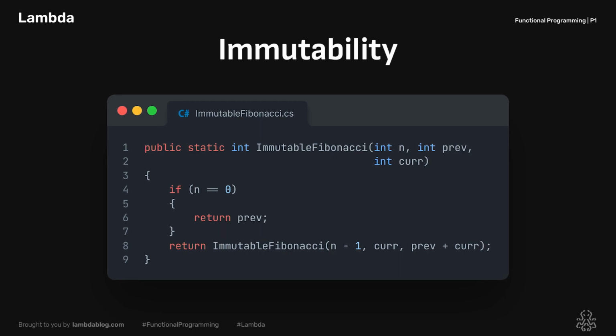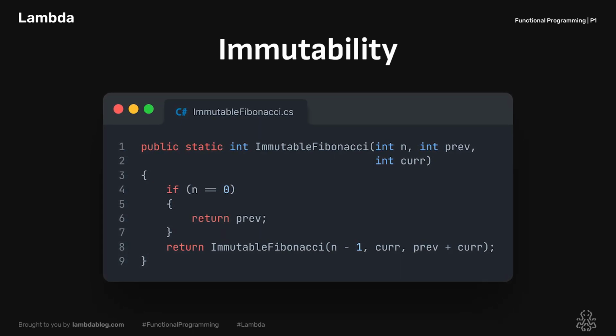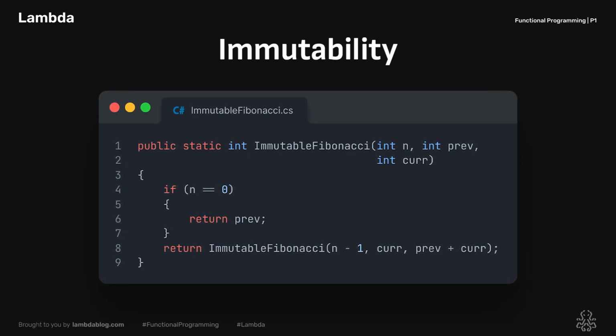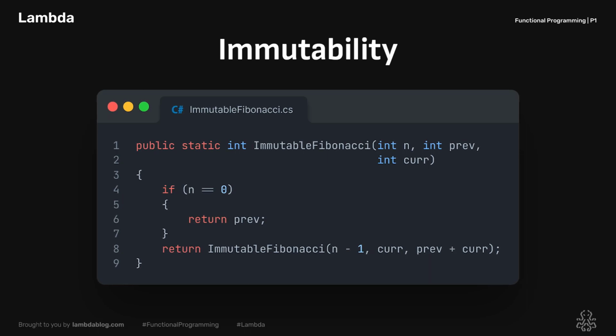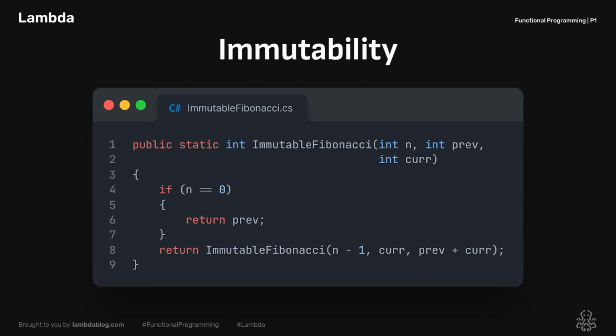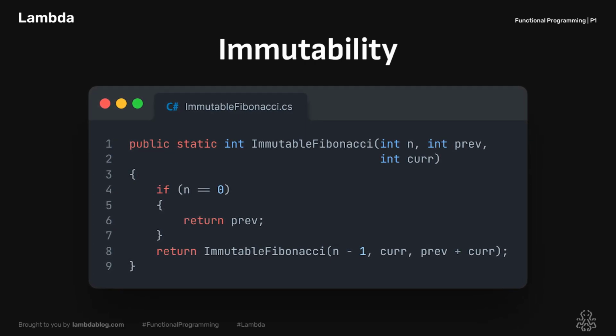The relationship between immutability and recursion in functional programming arises from the fact that recursion is particularly well suited for working with immutable data structures. Since immutable data cannot be modified, recursive functions can safely create new instances of data structures at each recursive call, preserving referential transparency and avoiding side effects.